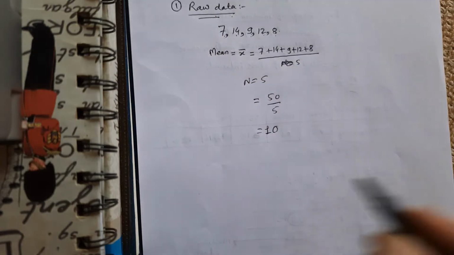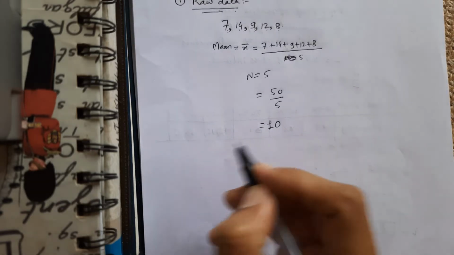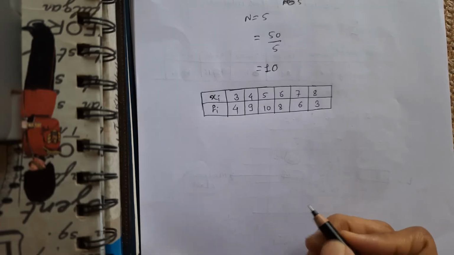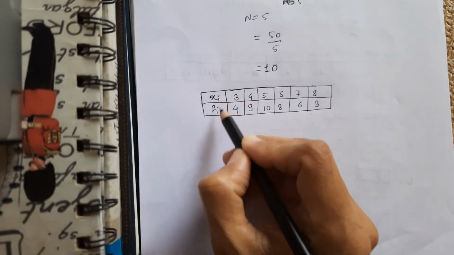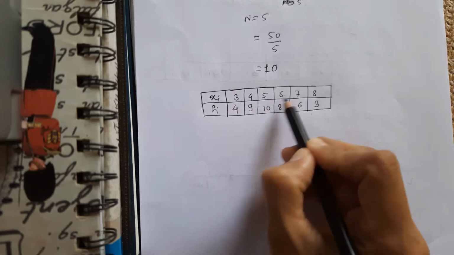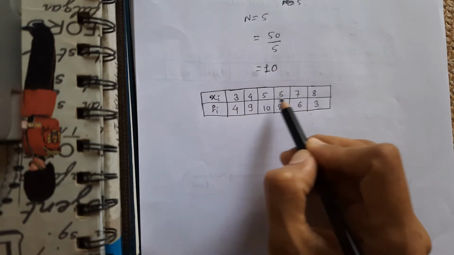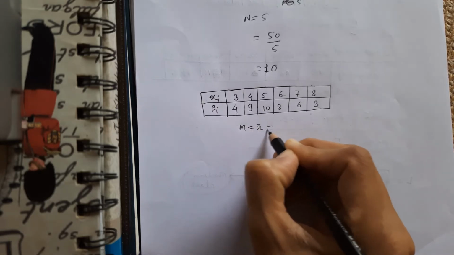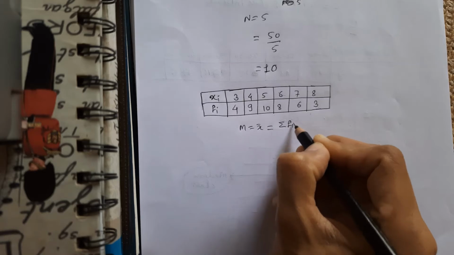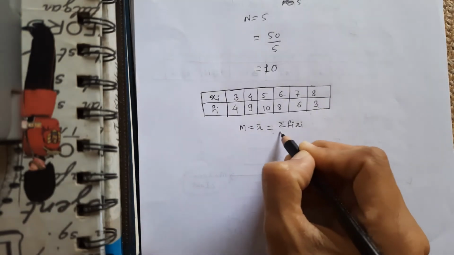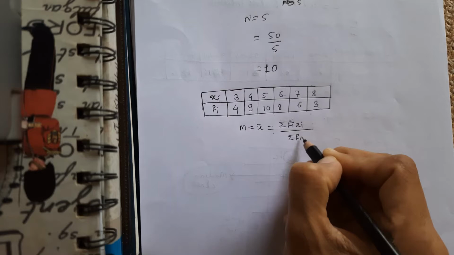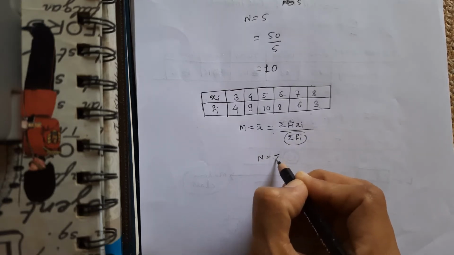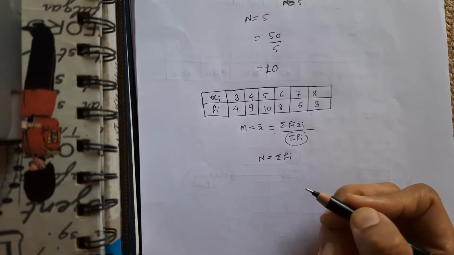Next we see data with frequency. If data with frequency is given, how are we going to find the mean? Here I write an example with frequency: xi is given and frequency is given. The formula for mean, x bar, is summation of fi times xi divided by summation of fi. This summation of fi gives you the total number of observations. Always remember this thing.